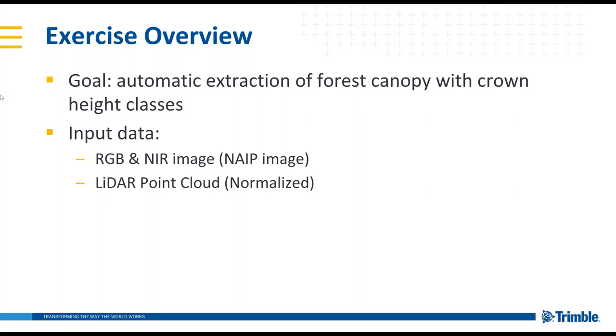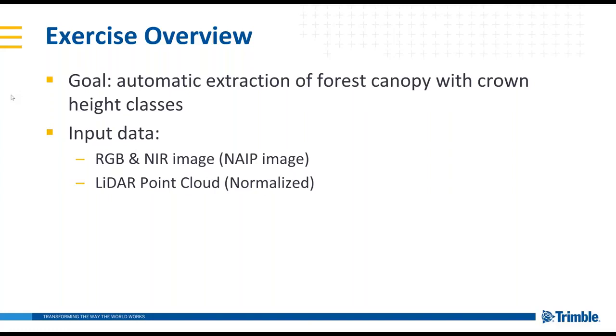The goal of today is that we're going to do an automatic extraction of forest canopies with crown height classes. So we're first going to extract forest, and then we're going to go into the forest class and discriminate between different forest heights. The data sets that we have are an aerial image, so RGB, and also a near-infrared image. Additionally, we have a LiDAR point cloud data set, which we're also going to include in our analysis.